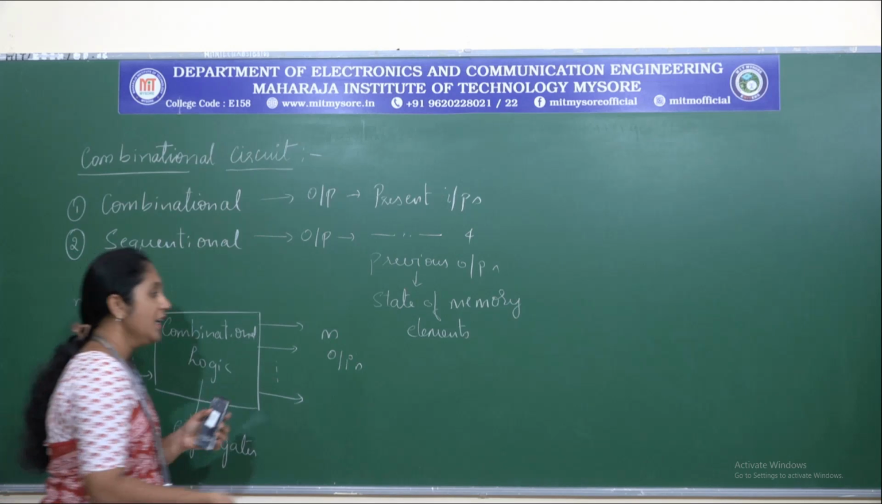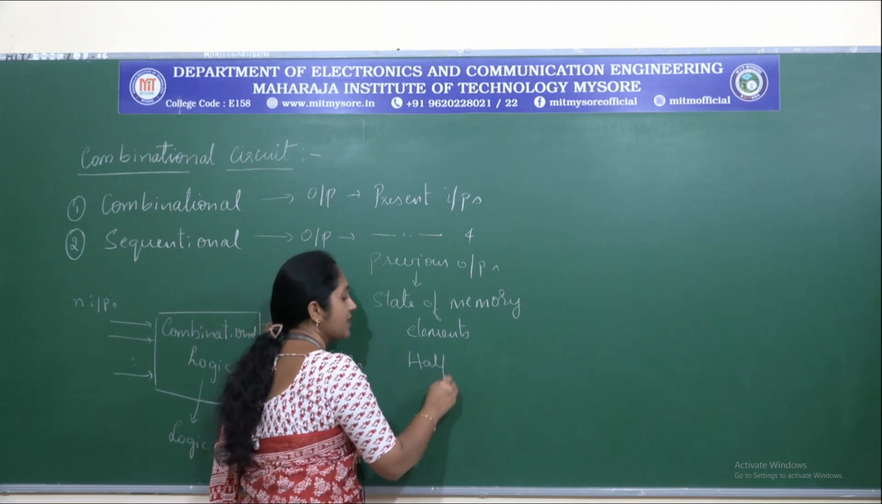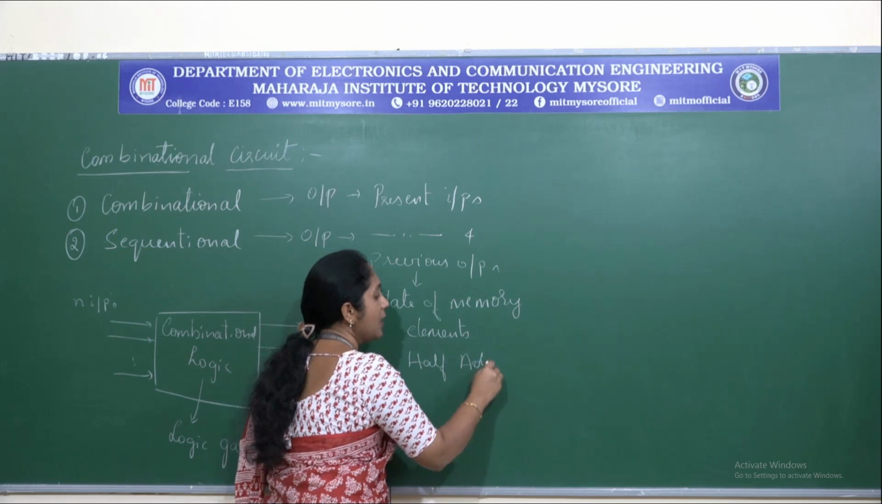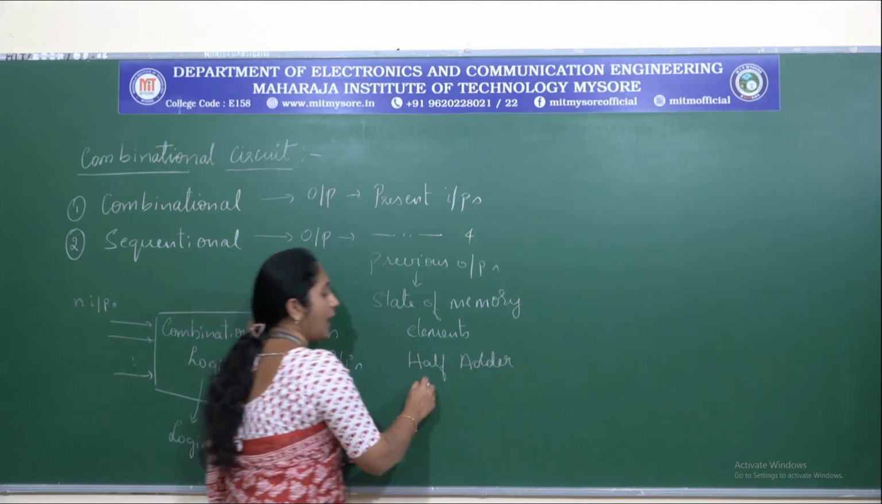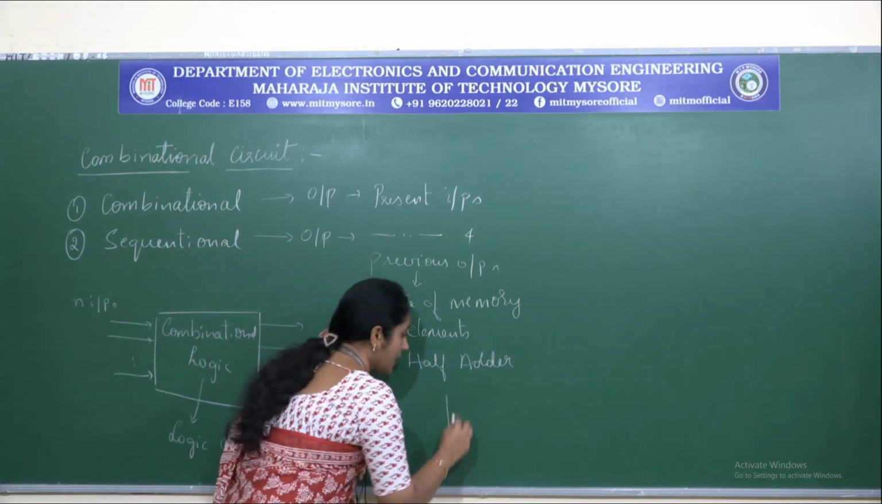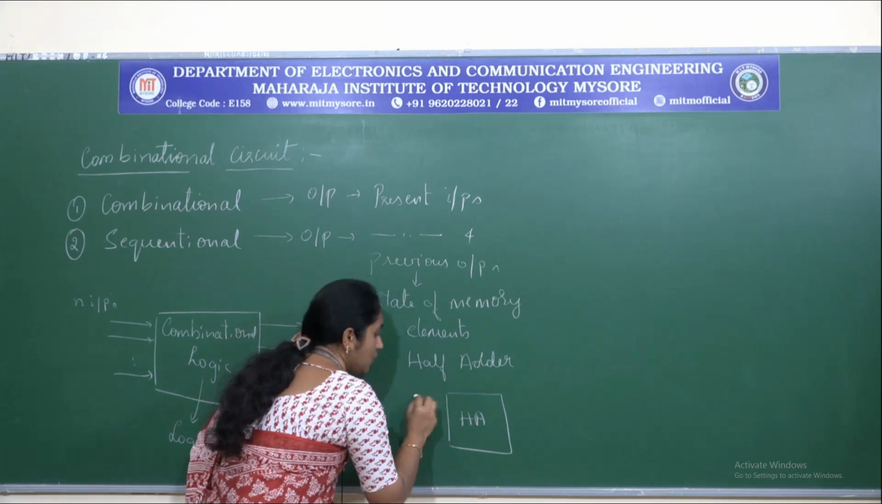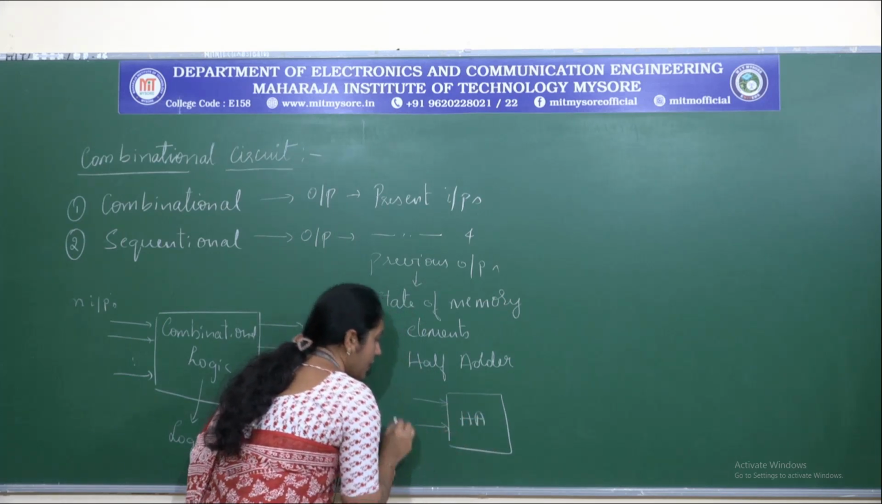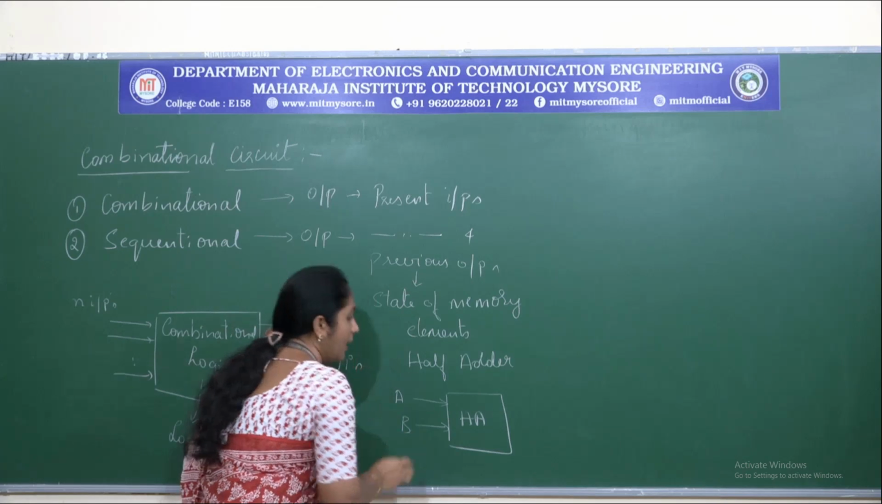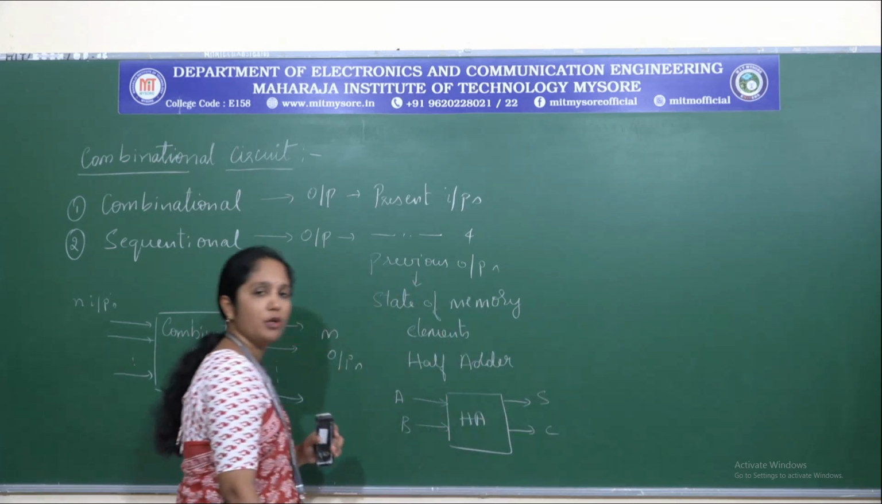As I said, if I consider adder, that too half adder, let us see what is half adder and what is full adder later. Now if I consider a half adder as an example for a combinational circuit, then we are going to draw like this. So this is half adder, and the inputs to half adder are A and B and the outputs are sum and carry. This is how we are going to represent it.